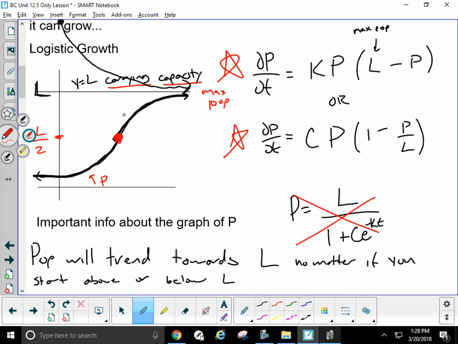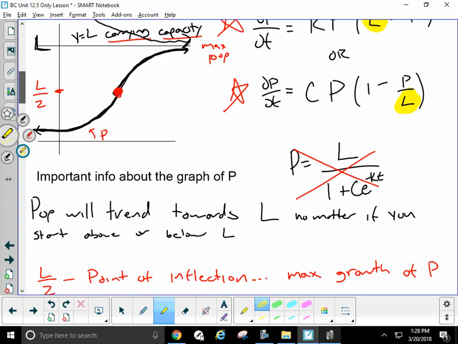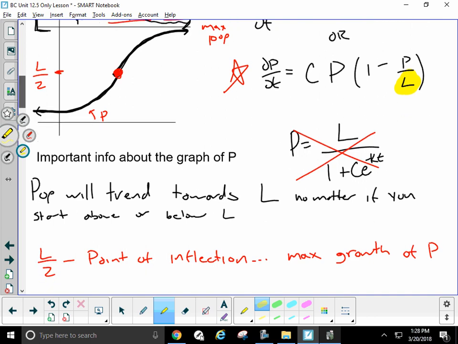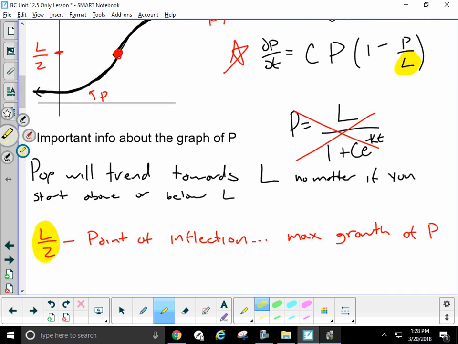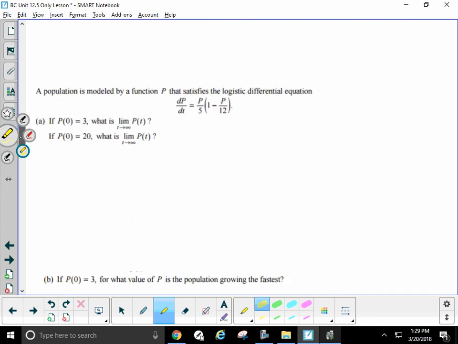As long as we are comfortable with the form of a logistic growth situation, we realize that this L right here stands for its max population, its carrying capacity. The population will trend towards L no matter where it is, and L over 2 is a key point. When our population is L over 2, half of its max, it's a point of inflection. It's when its growth is at a max. We're ready to answer some questions.